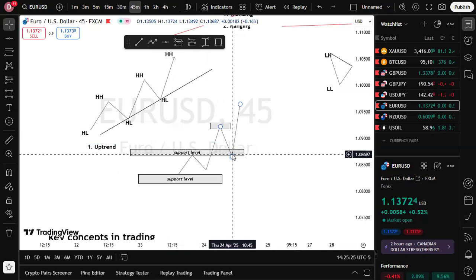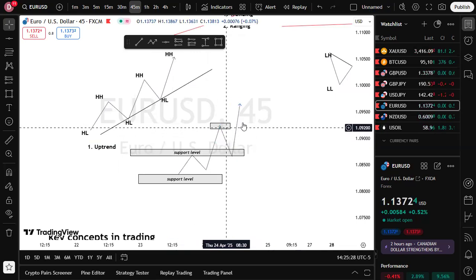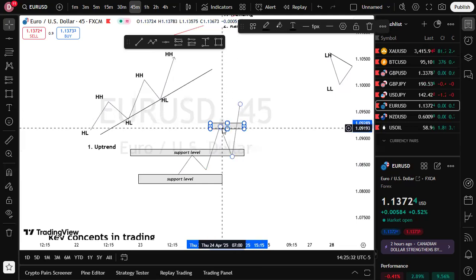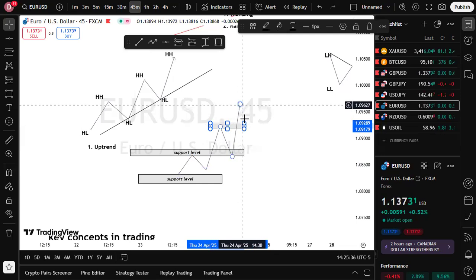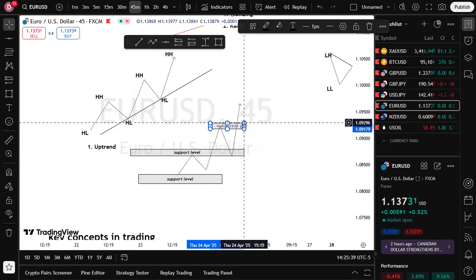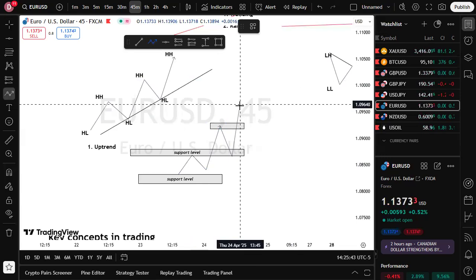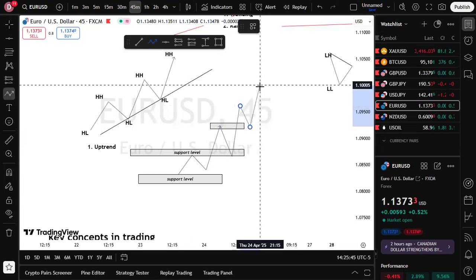Now here has become your support, while here has become your resistance. And now the moment price broke here again, right? Broke this high again, which is your resistance level. Here automatically becomes your support level, and then here we expect that price is going to come back to your support level and go again, break another structure, right? So this is what support and resistance is, right?